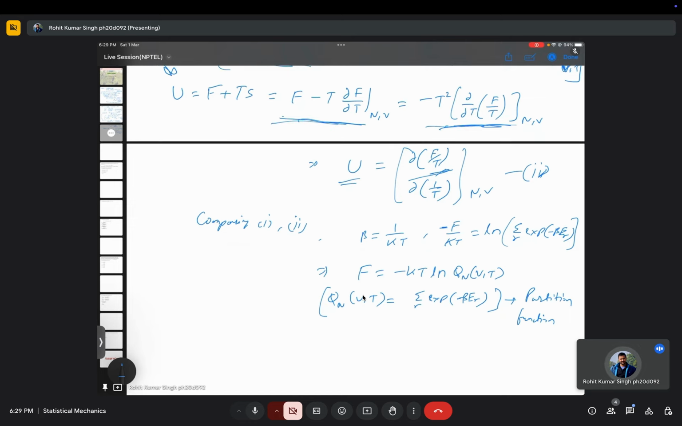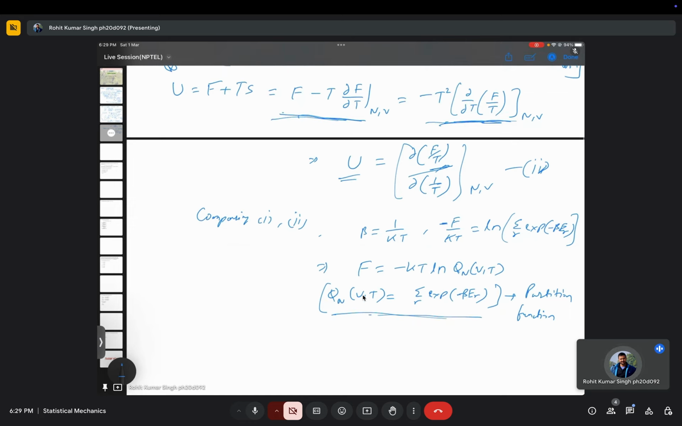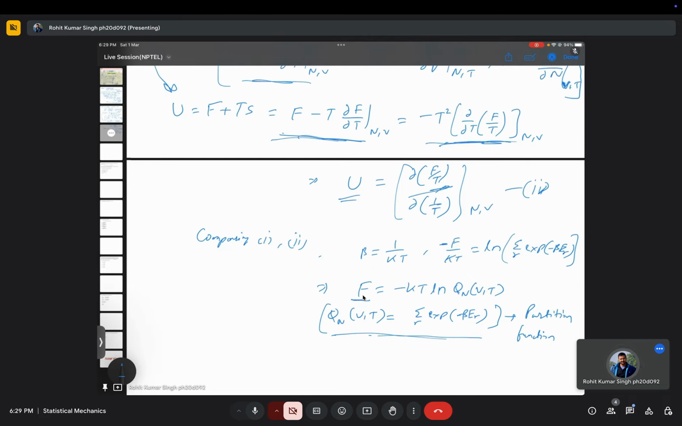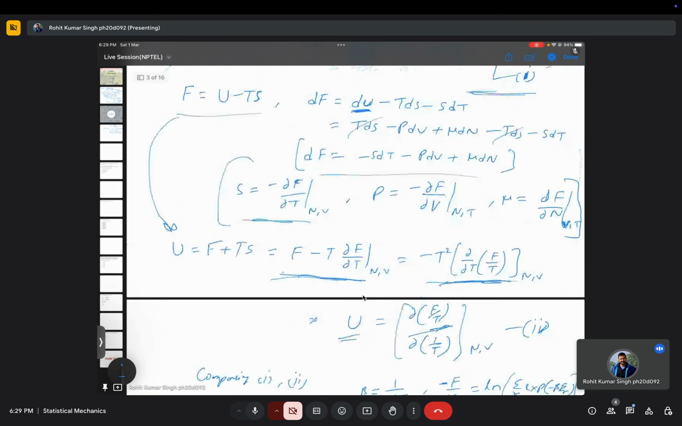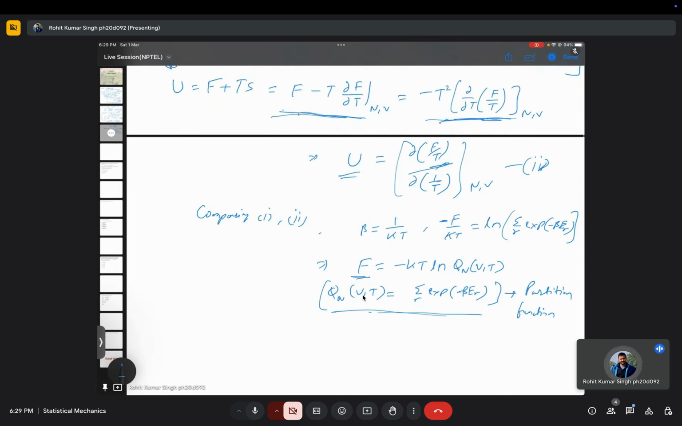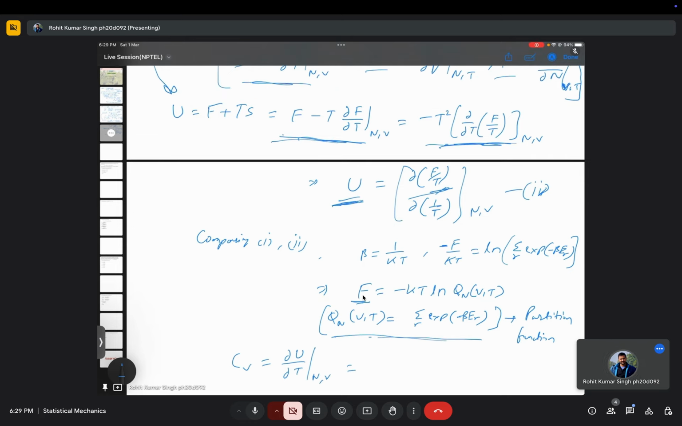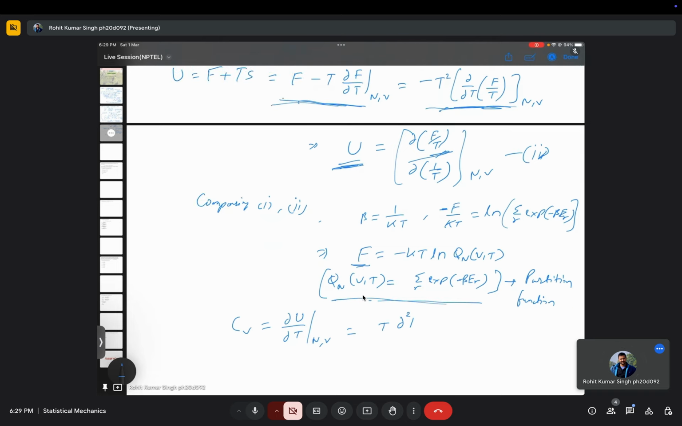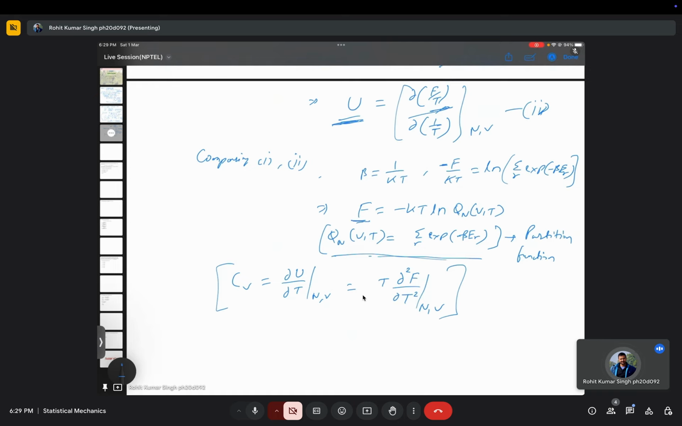Once you find this partition function for any system, you can find out Helmholtz free energy, and from Helmholtz free energy you can find entropy, pressure, chemical potential, anything that you want to calculate, all the thermodynamic quantities. Also, you can find specific heat, because specific heat is given by del U by del T, and U is given by this quantity here, so this becomes this. In principle you can find all of these things, and response functions also, just from a partition function.